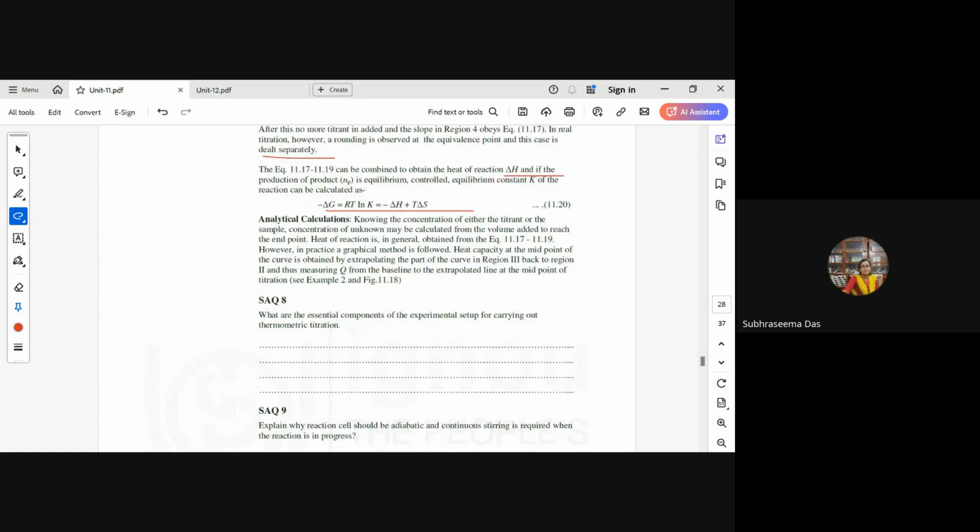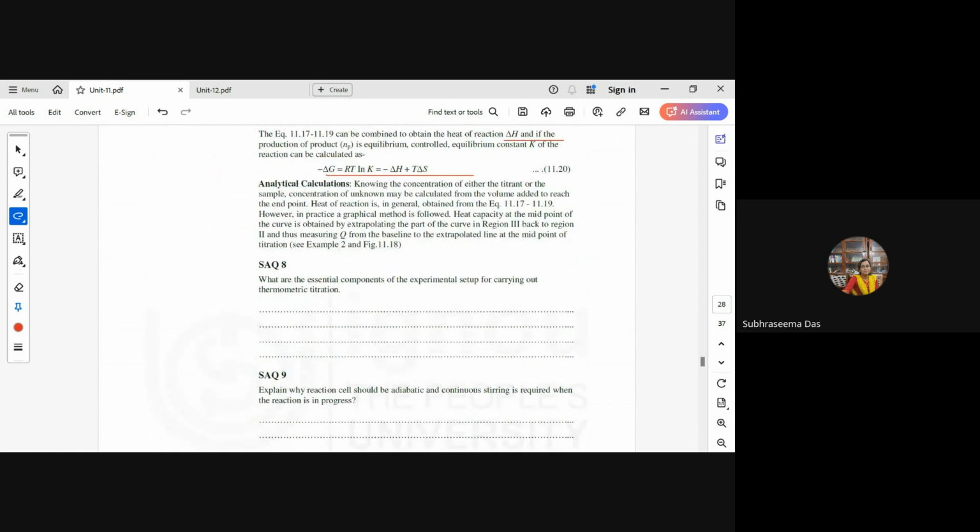For knowing the concentrations of the titrant or the sample, the concentration of the unknown may be calculated from the volume added to each point. From the equations represented, the value of delta G can be calculated utilizing the above equations.